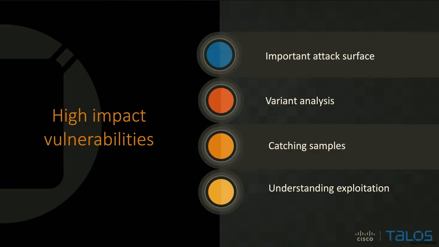That is, variant analysis is always important in analyzing these vulnerabilities. If there's one vulnerability, chances are there are some similar issues in the code base. So by understanding the vulnerability, we could perform variant analysis as well. I already mentioned catching samples, and ultimately understanding how these vulnerabilities are exploited can, again, lead to additional insights for how to proceed with additional work.